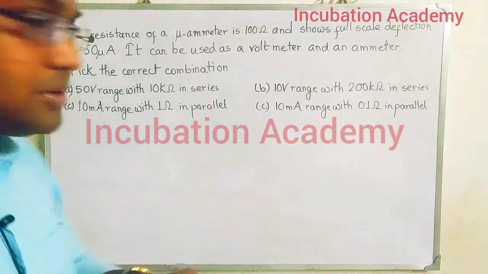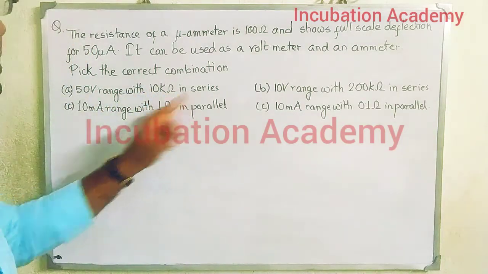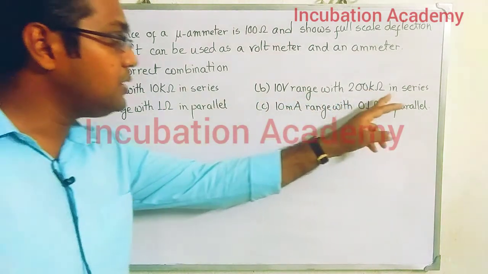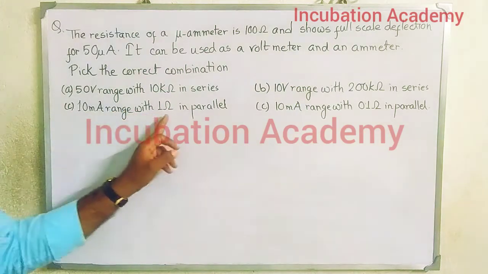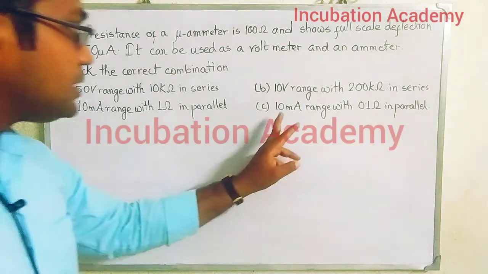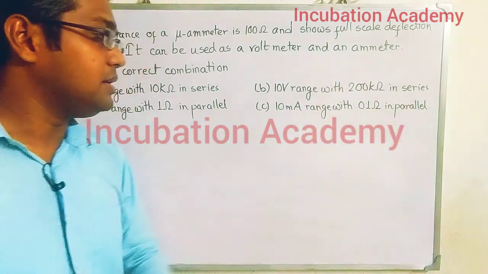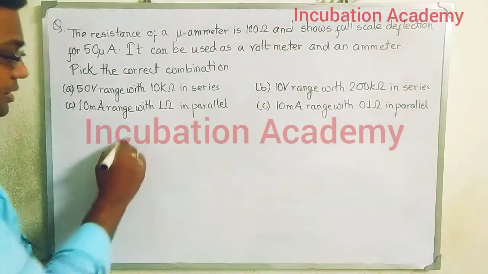Okay, so what are the options? Let us see. 50 volt range with 10 kilo ohm in series, 10 volt range with 200 kilo ohm in series, 10 milliampere range with 1 ohm in parallel, 10 milliampere range with 0.1 ohm in parallel. So we have to convert it into a voltmeter as well as an ammeter. Okay, so what will be the circuit?